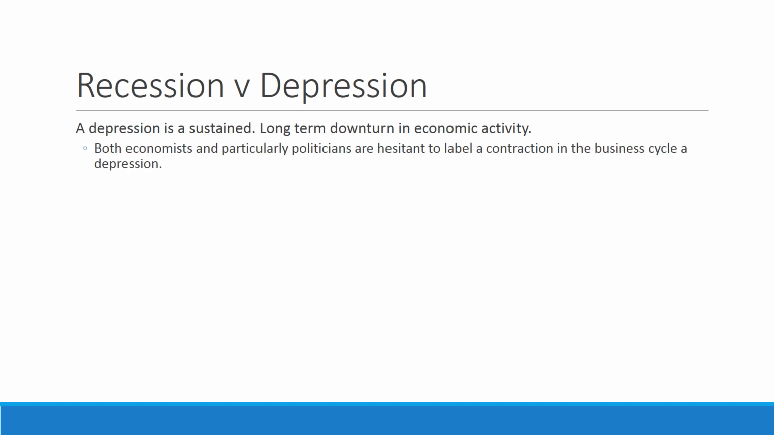Here's the point, though. Economists, and particularly politicians, are hesitant to label a contraction in the business cycle, i.e. a recession, a depression. They're very, very hesitant. Why? Because of the Great Depression. But you would think 2 years of rising unemployment would qualify for being labeled a depression, and technically it does, because a depression is anything over 6 months. Recessions are that 6 months or so of economic downturn. Well, 2 years of economic downturn, that's a depression. But nobody wants to call it that, because the term depression brings back the 1930s and what was happening in the economy, and no one wants that to happen.